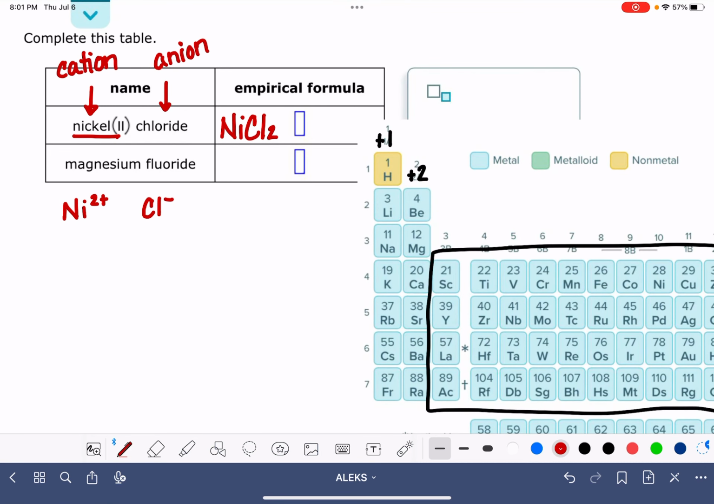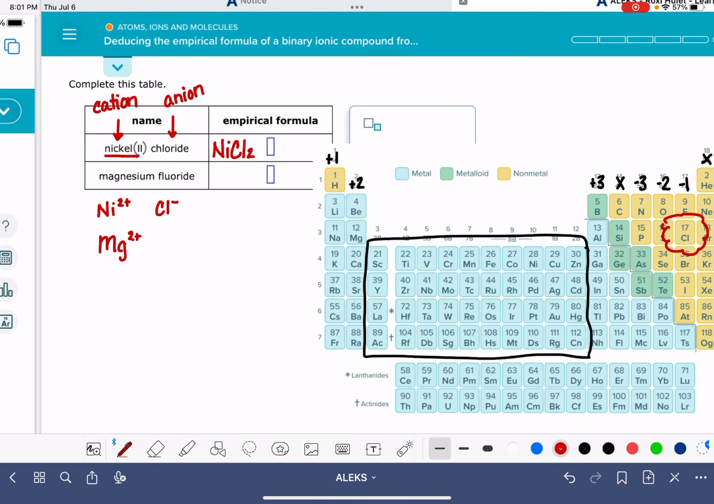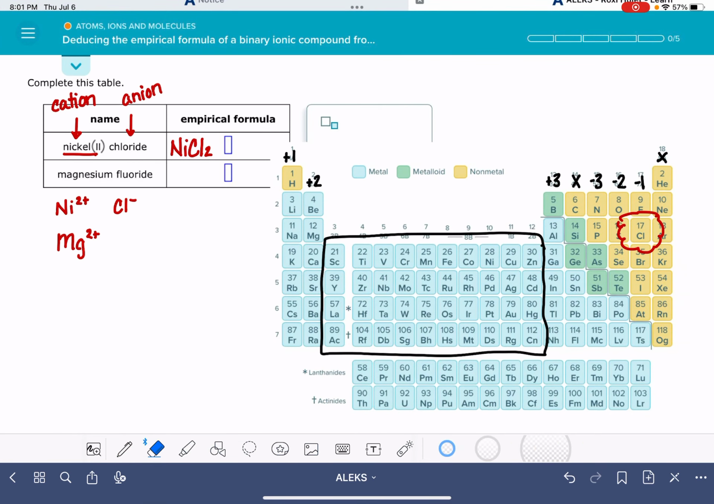For our next one, we have magnesium fluoride. There aren't any hints about what the charges are. There's no Roman numerals in this name. That's fine. We just need to find magnesium. There it is. It is in the 2+ column. Fluoride is right above chlorine, so it's right here. It is in the 1- column.